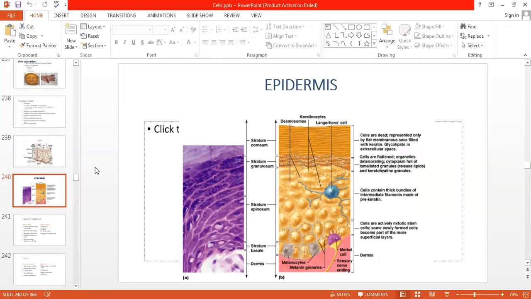First is known as stratum corneum. Second portion is known as the stratum granulosum. The third portion is called the stratum spinosum. And the fourth is known as stratum basale, the base. So skin is divided into three portions: epidermis, dermis, and subdermis. Epidermis is further divided into stratum corneum, stratum granulosum, stratum spinosum, stratum basale. Four parts.